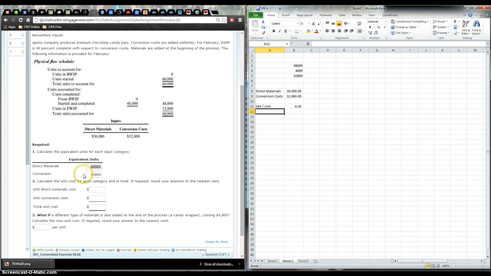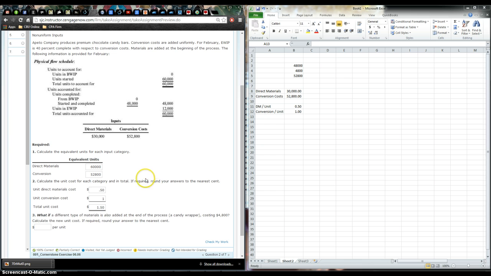We actually had total conversion equivalent units of 52,800. So conversion per unit equals the 52,800 conversion dollars, which they give us, divided by 52,800. So that'll be $1 per unit. So we can add 50 cents here, $1 here, and that gives us a total unit cost of $1.50 per unit.